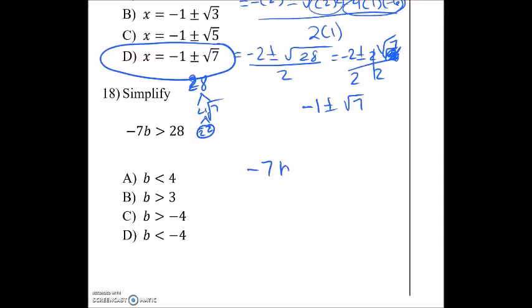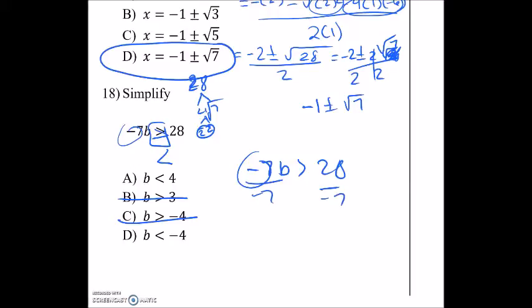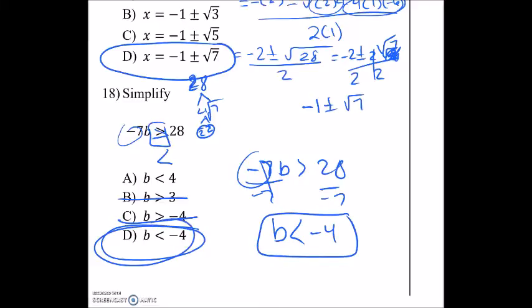Number 18, let me rewrite it. Now please keep in mind, anytime that you're dividing by a negative number, which is going to be the case here, I need to flip my sign. So it's going to go from greater than to less than. That tells me this is not my answer and that's not my answer. I divide by -7, I divide by -7. B is less than -4, which in this case means my answer is D.